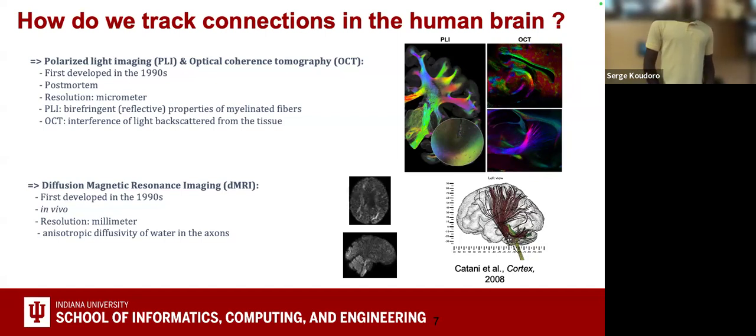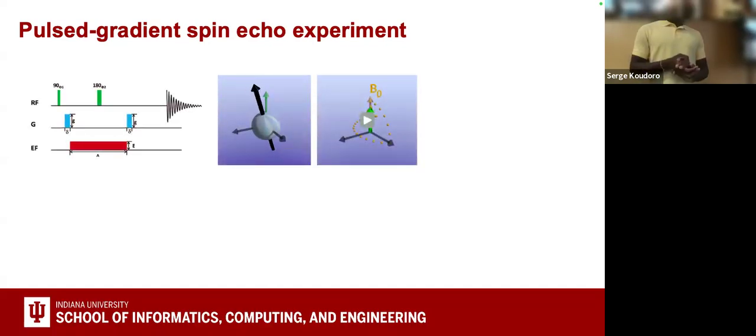So let's go a bit deeper into this technique of the MRI. So how do they end up doing that? So here was the first experiment that they did back in the 60s to discover the diffusion technique.